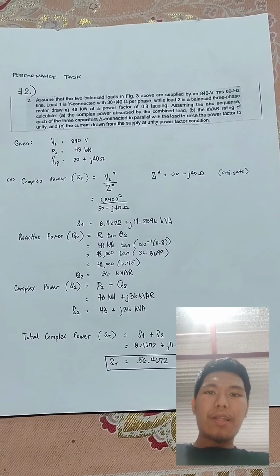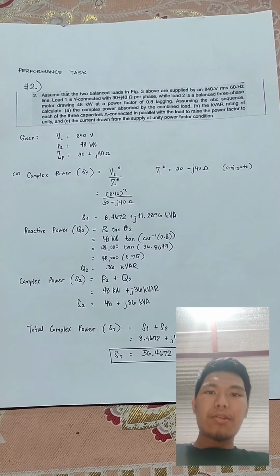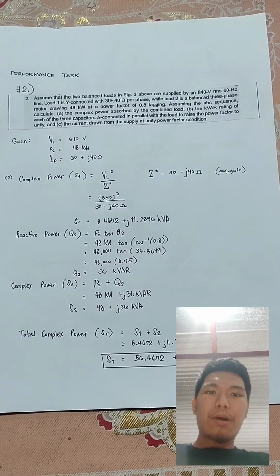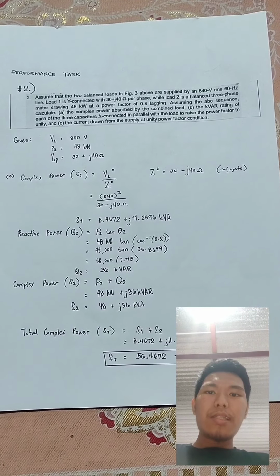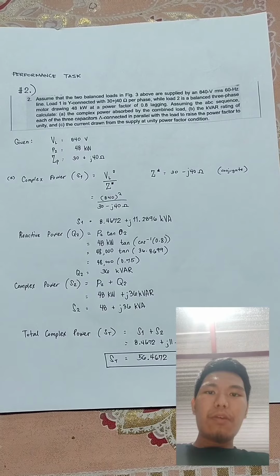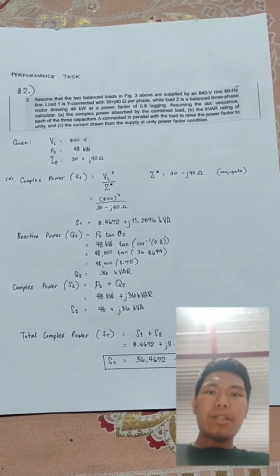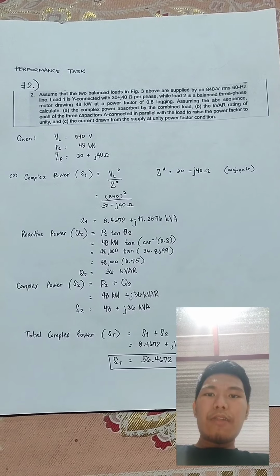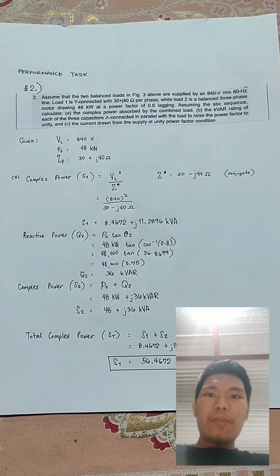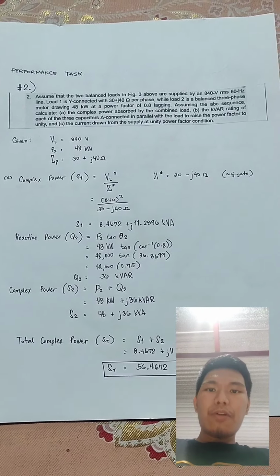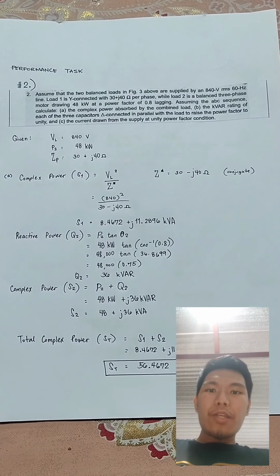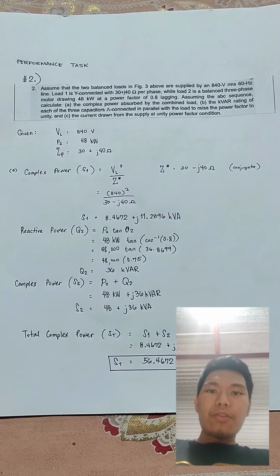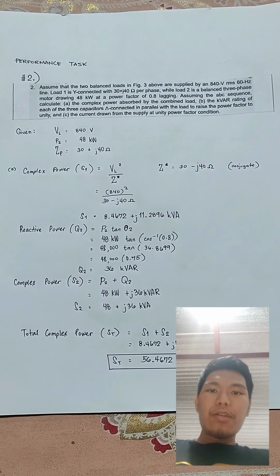B. The kVAR rating of each of the three capacitors delta connected in parallel with the load to raise the power factor to unity, and C. The current drawn from the supply at unity power factor condition. We have a given line voltage of 840 volts, real power for load 2 with 48 kilowatts, and the impedance of 30 plus J40 ohms.